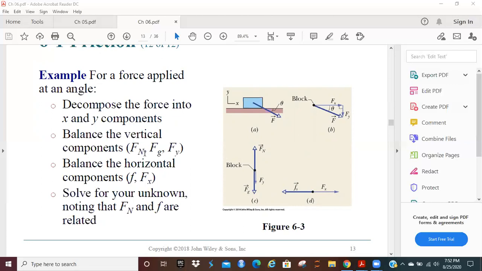We're going to balance the vertical components: the normal force, the gravitational force, and the force in the Y direction. And then we're going to balance the horizontal components, which is going to be friction as well as the force in the X direction. And then solve for the unknown, knowing that there's a relationship between the normal force and the frictional force. That might come in handy later on.